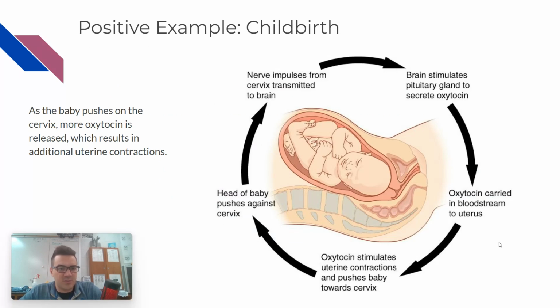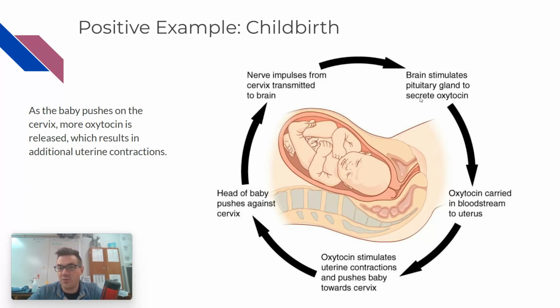Another classic example is childbirth. So pick wherever you want. You can start anywhere on this cycle here, but we'll start here, right? So the head of the baby pushes against the cervix, okay? So you have the cervix right here. When the baby's head pushes against here, that causes nerve signals to be sent up to the brain of the mother, and the brain then stimulates the pituitary gland to release oxytocin.